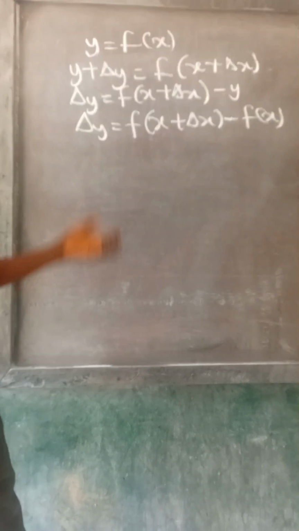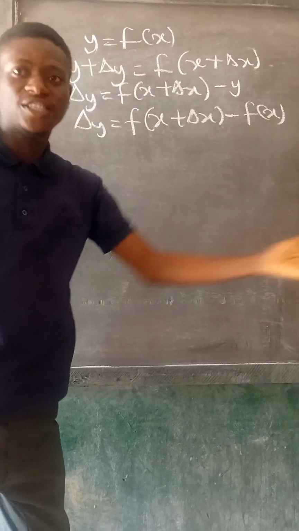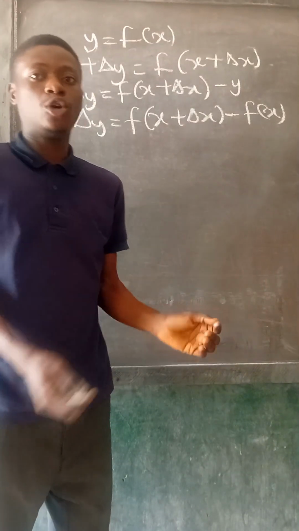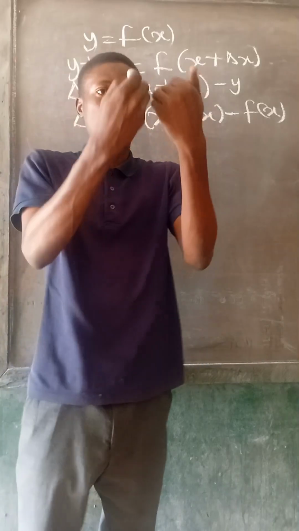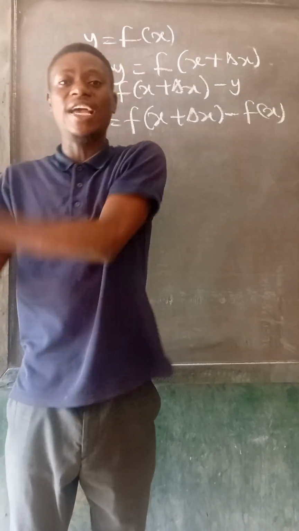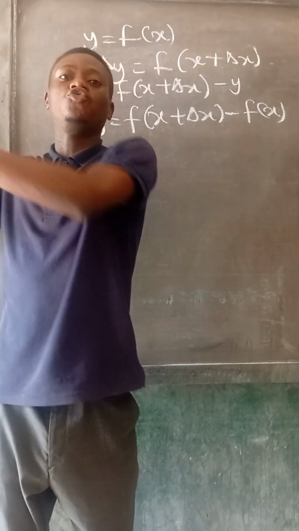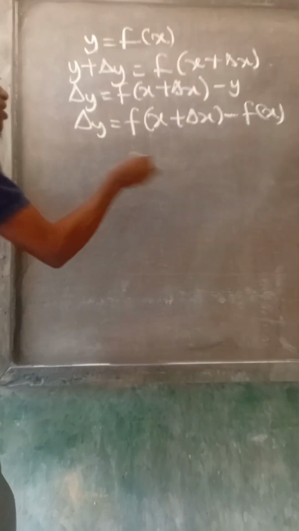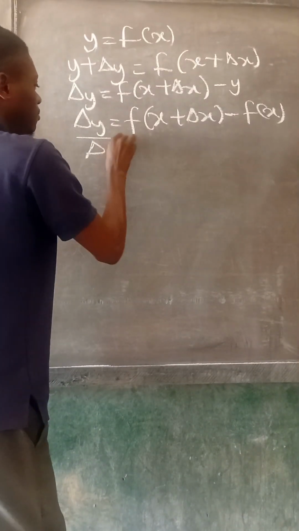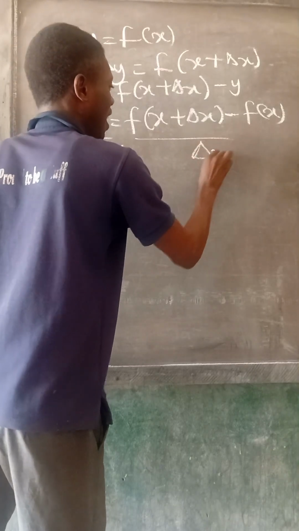So what do we do from here? We are going to divide both sides by delta x. Don't forget, differentiation must be done with respect to something. We are differentiating y with respect to x. So we are going to divide both sides by delta x. So we have delta y over delta x.